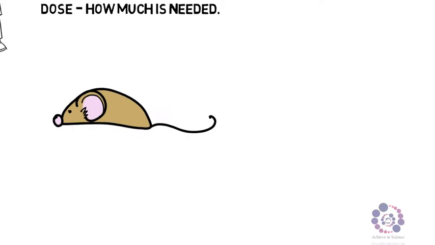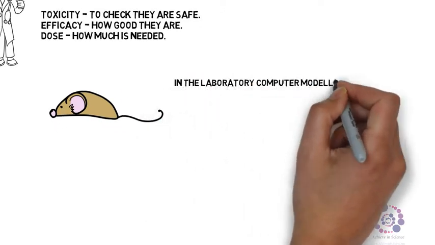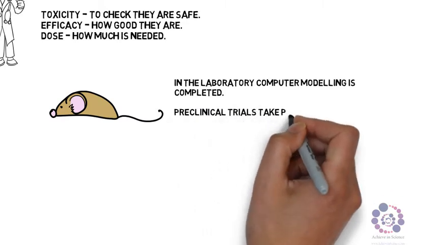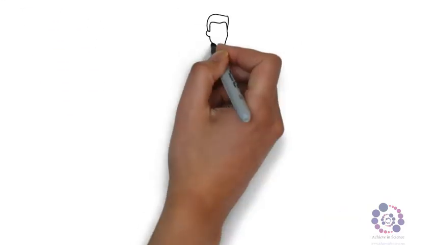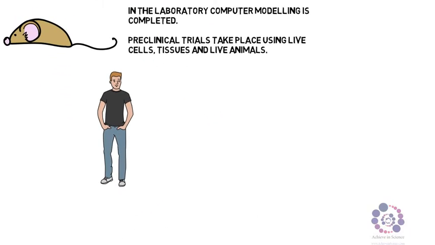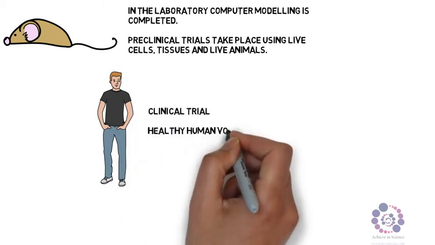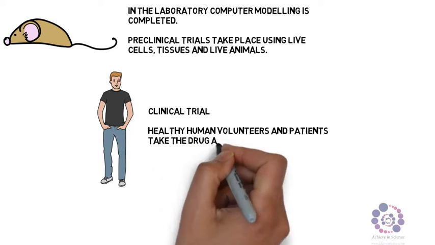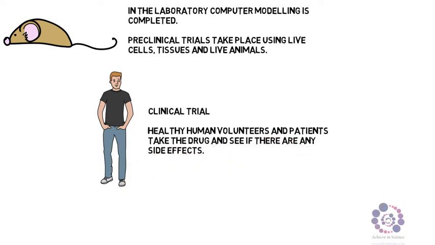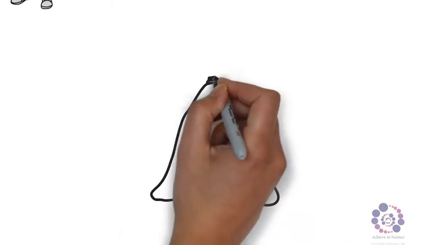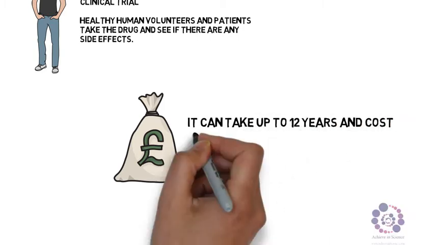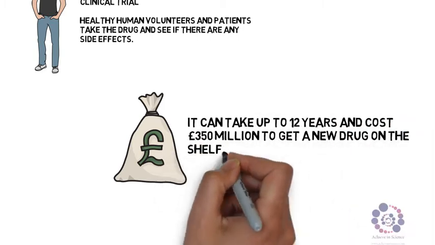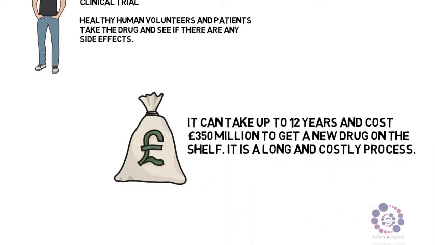During this process then, it starts with a laboratory where computer modelling is completed. Then, preclinical trials take place using live animals and tissues. The next step, once it's past preclinical trials, is a clinical trial where healthy volunteers and patients take the drug to see if there are any side effects. This whole process can take up to about 12 years and cost around £350 million just to get the drug onto the shelf. Therefore, this is a very long and costly process, which is the reason why many drugs do cost a lot of money to purchase.